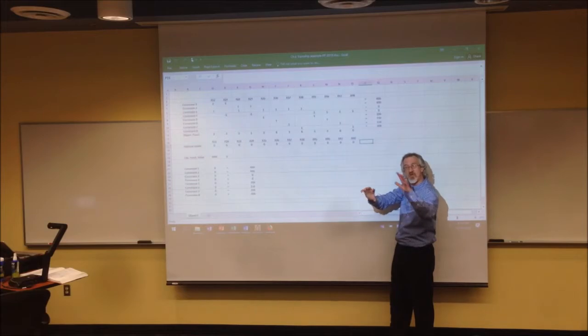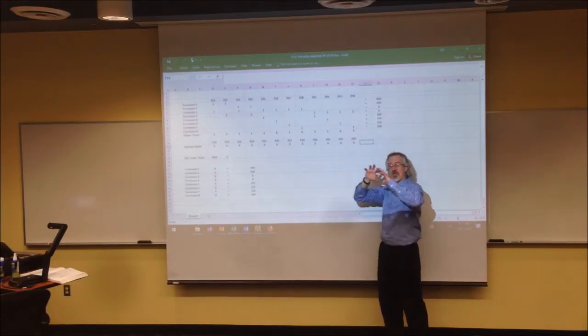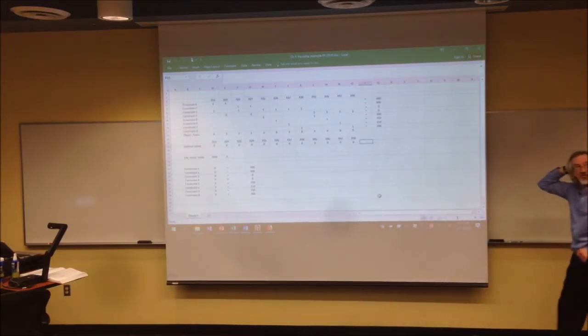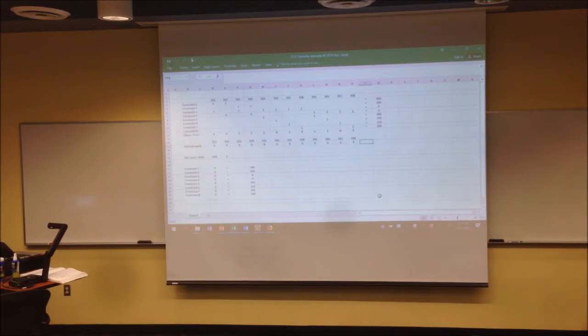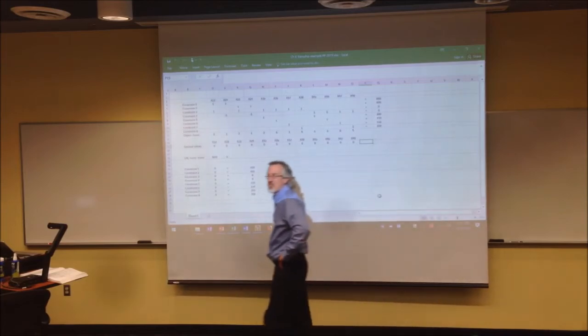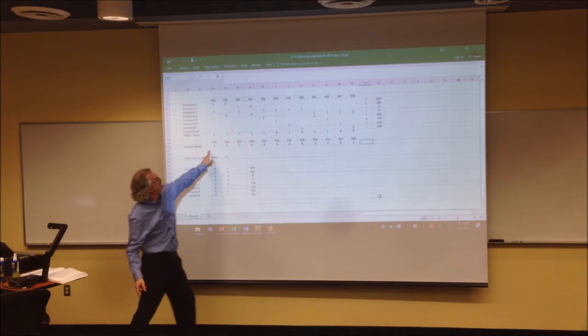You read the story, you draw the network, you write the constraints and the objective function, you set it up on Excel. Where do you think the optimal solution is going to be placed in this problem? Do you see a place for the optimal solution? Where? Give me a cell location. I hear D15.